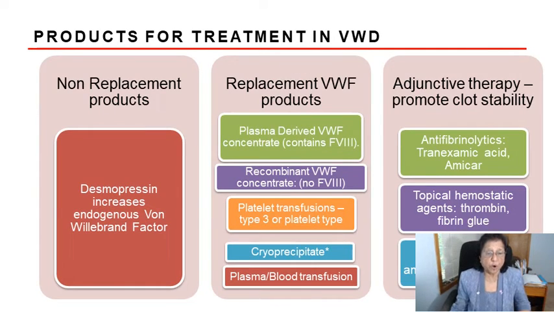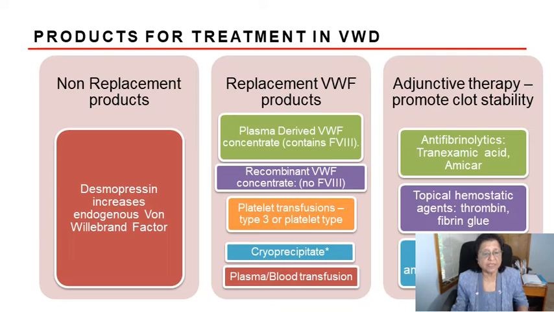So what are some of the products used in the treatment? We just heard about desmopressin, or DDAVP, that increases endogenous von Willebrand factor. Then you have your replacement product, and we all know about the plasma-derived von Willebrand factor concentrate. And we are delighted that currently we have a recombinant von Willebrand factor concentrate, although it is for use in older patients. But don't forget, about 15 to 20% of the von Willebrand factor resides in the platelet.